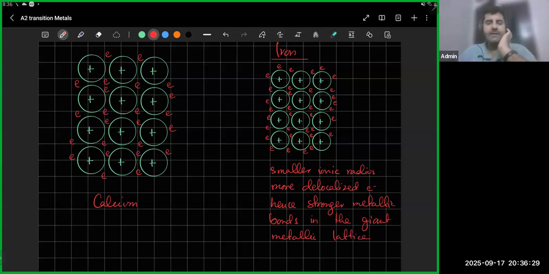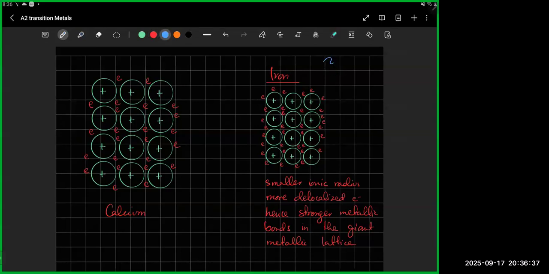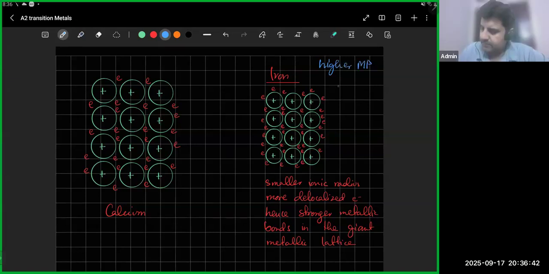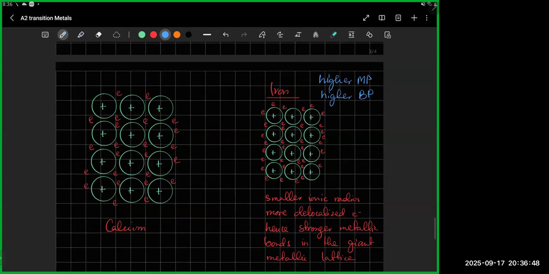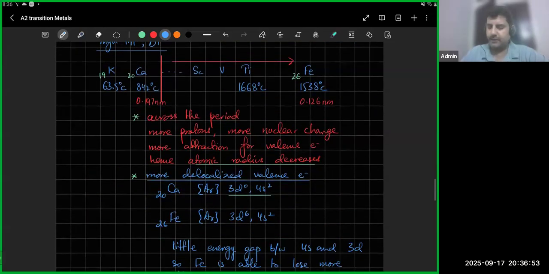Okay, so is this clear, the first thing? Why do transition metals have higher melting points and boiling points? Is this clear? Yes. Higher melting points, boiling points. Yes. Okay, so that's one thing. They've got atomic radii that are decreasing, and so that's higher melting points.